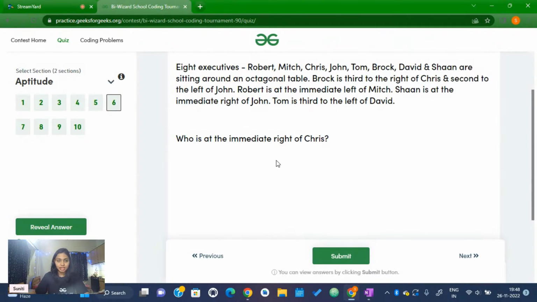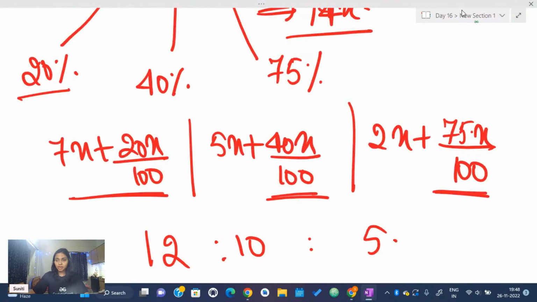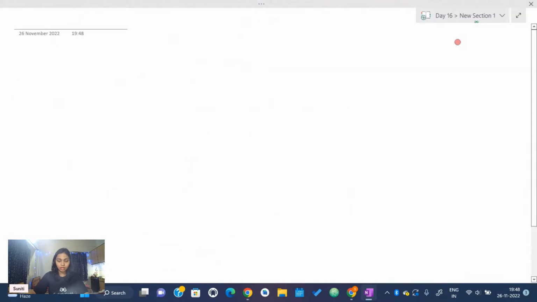So as they are sitting around an octagonal table, which means we have 8 sides, let us create an octagonal table. 1, 2, 3, 4, 5, 6, 7, 8.